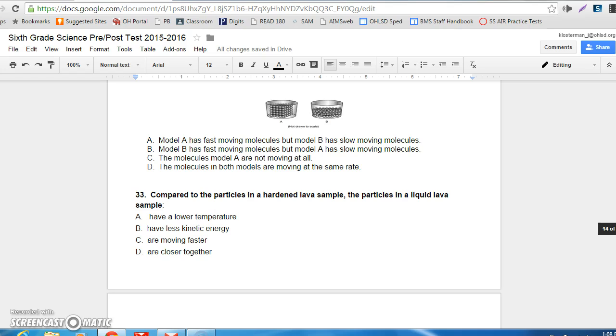Number 33. Compared to the particles in a hardened lava sample, the particles in a liquid lava sample, A, have a lower temperature, B, have less kinetic energy, C, are moving faster, D, are closer together.